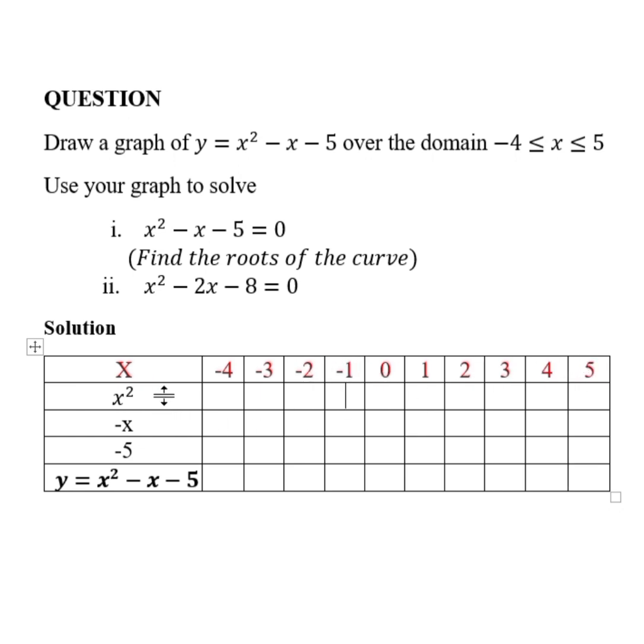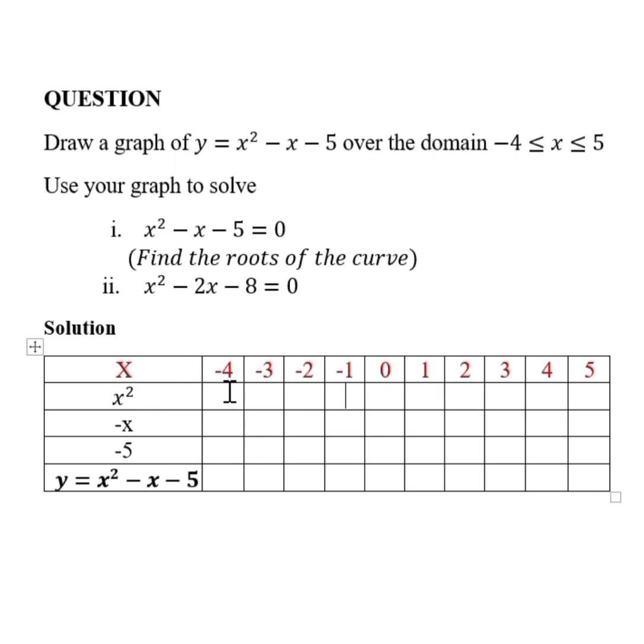Now, after you have identified the x values that you want to get their corresponding y values, split this quadratic equation into the constituent parts: the first term, the second term, and the third term, or the quadratic term, the linear term, and the constant term. So we have x squared, then minus x, and then minus 5. So let's get the values across.